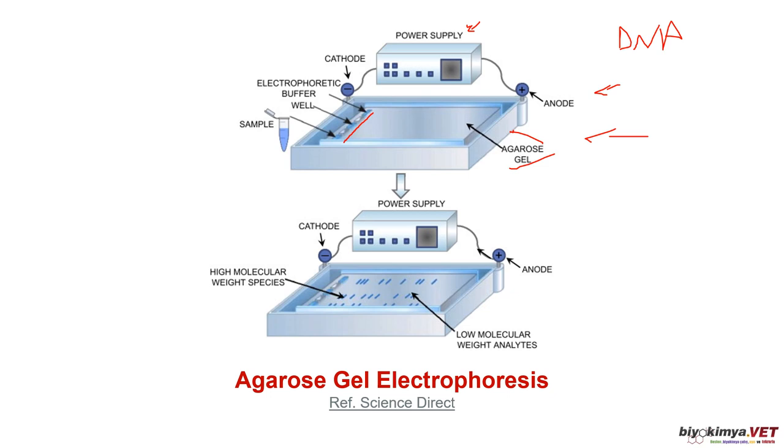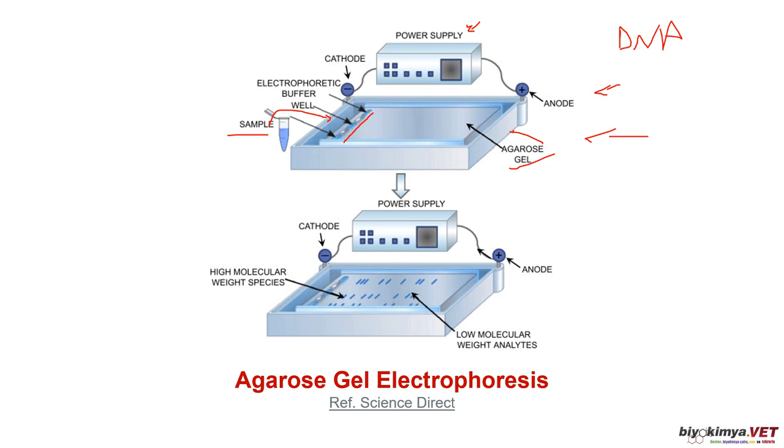The second step is loading the samples. The DNA or RNA samples are typically mixed with the loading dye for visualization, and they are carefully loaded into the wells of the agarose gel. Here you see the sample containing RNA loaded into the wells. And there is a dye which makes it possible to visualize them.